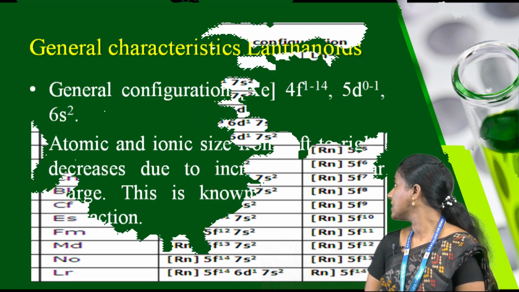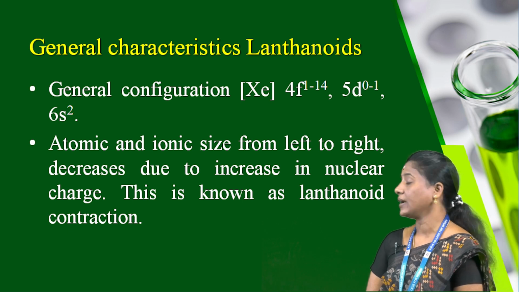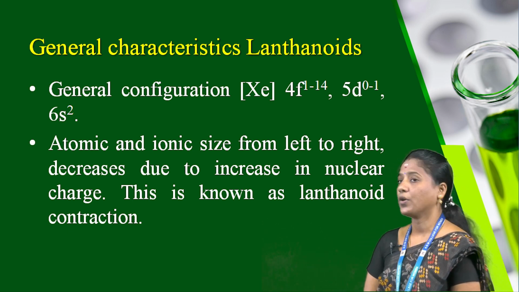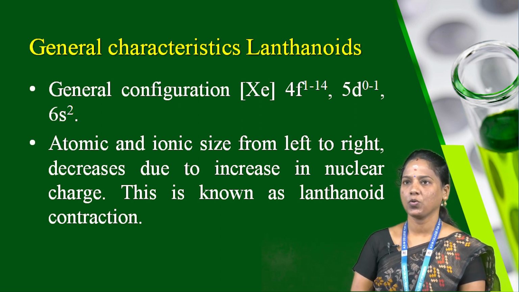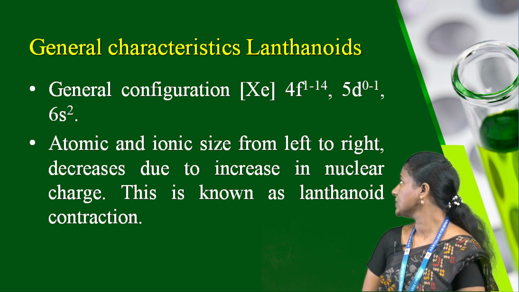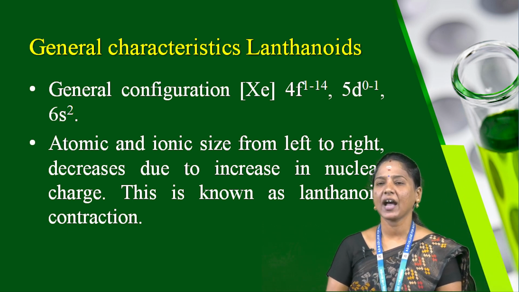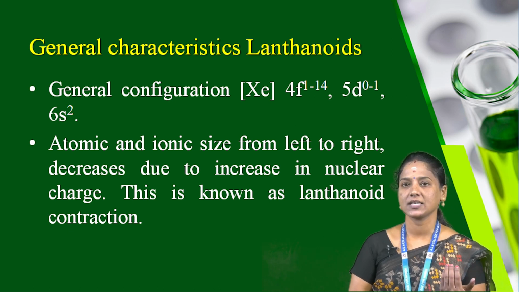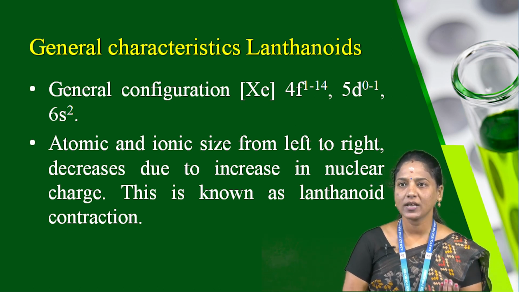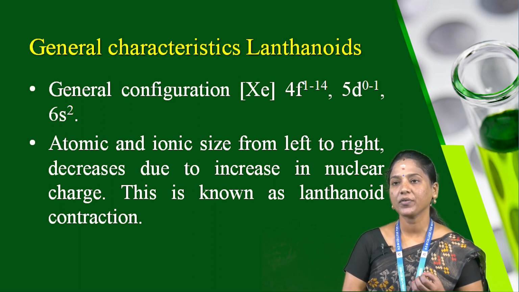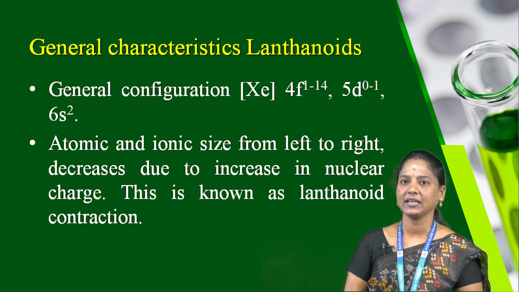Okay, this is the general characterization of the lanthanides. The general configuration is xenon 4f1 to 14, then 5d0 to 1, and 6s2. It is the general configuration of the xenon group. The atomic and ionic size from left to right decreases due to the increase in nuclear charge. This is known as lanthanide contraction. All the lanthanides are silvery white soft metals and tarnish rapidly in air.